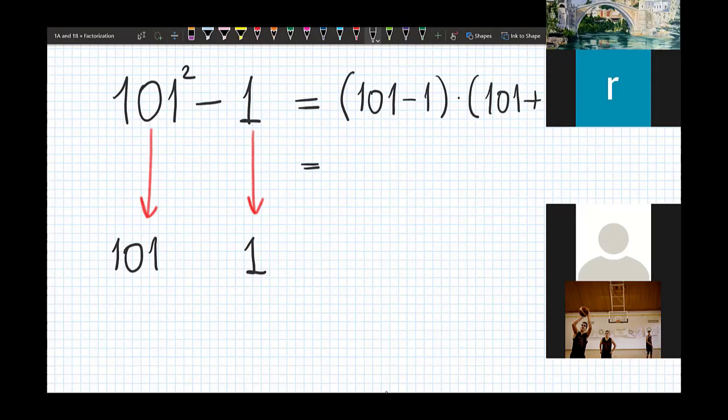The first term minus second term is 100 times first term plus second term is 102. So the result will be this. 10,200 will be the result. So without using calculator, you could calculate that.